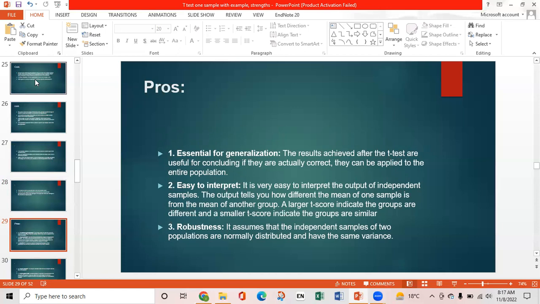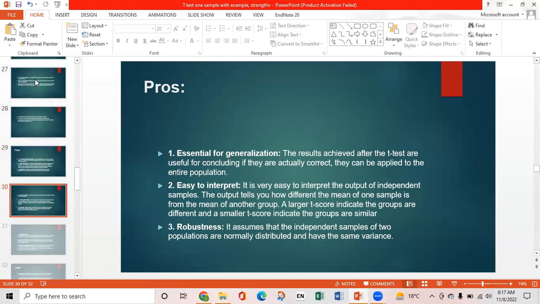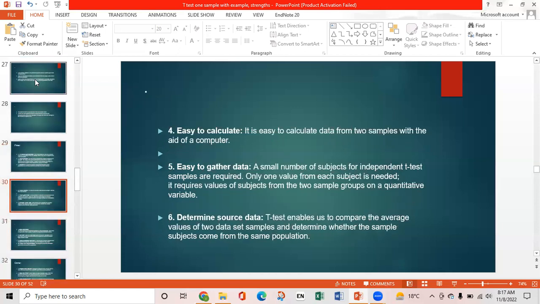Robustness. It assumes that independent samples of two populations are normally distributed and have the same variance. Fourth, it is easy to calculate data from two samples with the aid of a computer. And fifth, it is easy to gather data. A small number of subjects from independent t-test samples are required. Only one value from each subject is needed, and it requires the values of subjects from only two samples on quantitative variables.